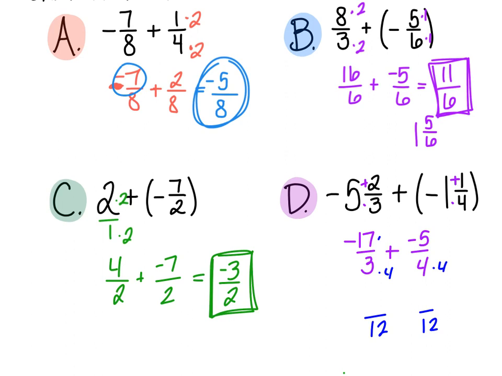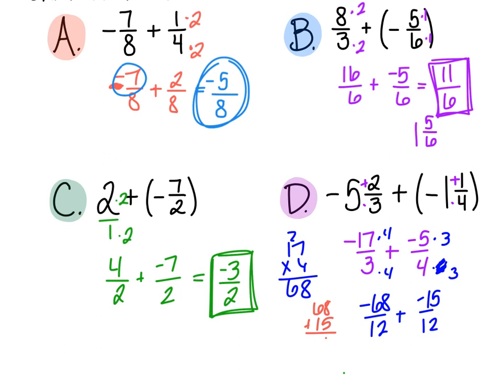So 17 times 4, go off to the side there, is going to give us 68, or -68 here, plus 5 times, whoops, I wrote that down wrong. That's supposed to be 4 times 3. So 5 times 3 is 15, or -15, and we have same signs, so we're going to keep the sign and add. So keeping the sign, it's going to be negative, and 68 plus 15 is going to make, let's see, 13, carry the 1, it's going to make 83. So -83/12, and that does not reduce.